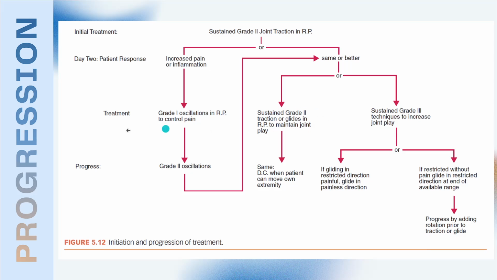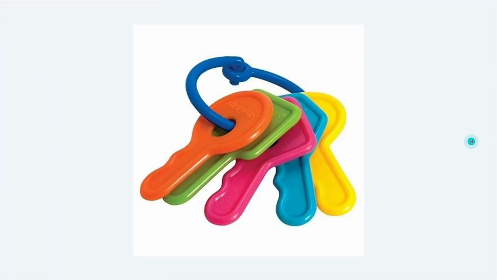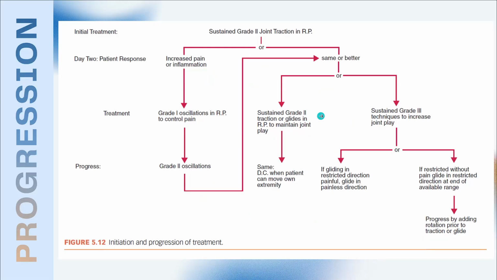What is grade 2 traction? It's this one, right? Grade 2 traction, tighten. You stretch it until tissue resistance for 7 to 10 seconds usually, and then relax for a few seconds in between. Okay, and then you reassess again, and you check.